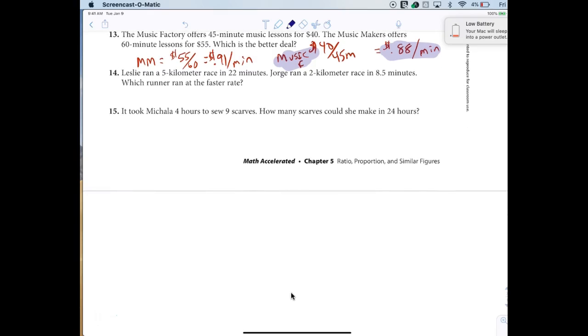If it takes her 4 hours to sell 9 scarves, how many scarves could she make in 24 hours? Okay, so what do I do first? 9 divided by 4. Yes, because we want scarves per hour. 9 divided by 4 is what? 2.25. Times that by 24, it's 54. 54 scarves. Thank you very much, guys.